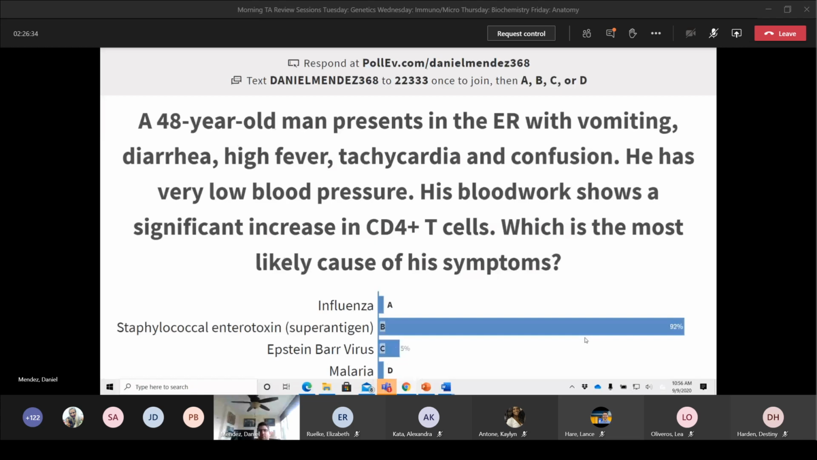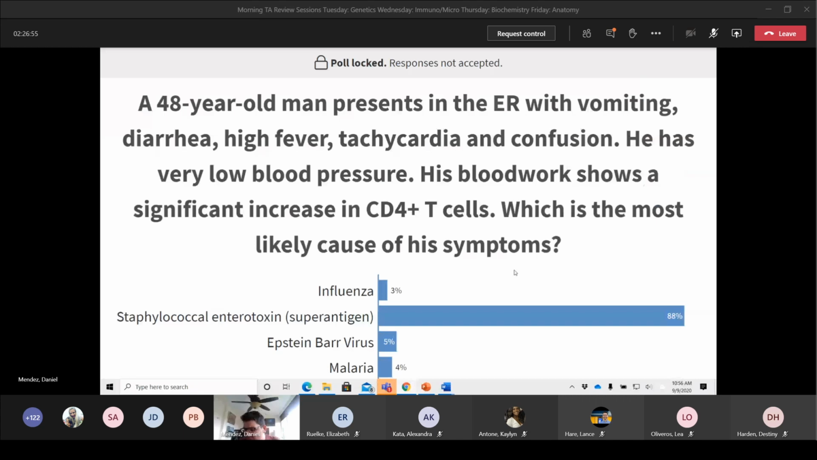I'll give you all a little bit more time. All right, I'll stop it now. Let me lock it. So this question is going to be pretty close to a lot of questions you might see. A 40-year-old man presents in the ER with vomiting, diarrhea, high fever, tachycardia, and confusion. He has very low blood pressure. His blood work shows a significant increase in CD4 positive T cells, which is the most likely cause of this symptom. So you see a lot of stuff on here.